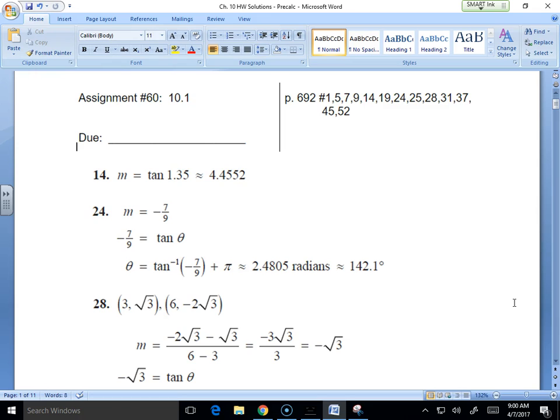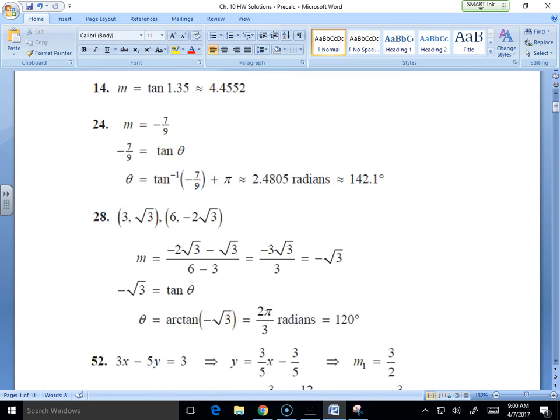Alright, cool kids, here we go. Number 14. There's no other option for number 14. What mode do you have to be in your calculator? It says 1.35. Radians. There's no degree mark. So, 4.4552. Number 24. M is equal to negative 7/9, hence we have tangent of theta equals that. We solve using tangent inverse. You can be in radian mode or degrees. They said they didn't care. Either one was good.